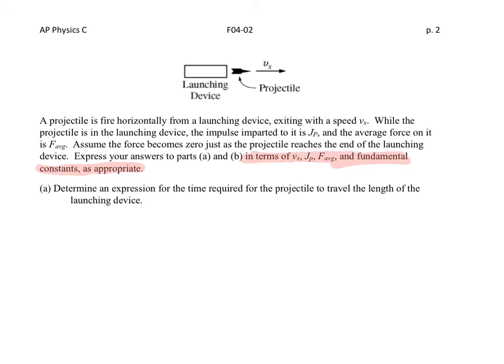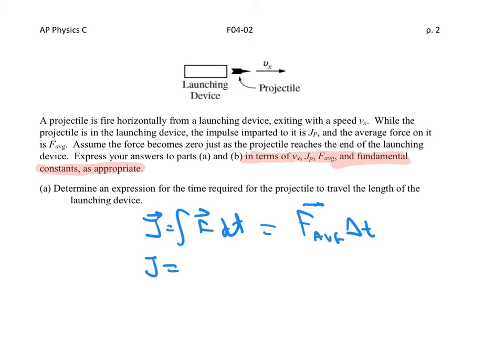Part A. Determine an expression for the time required for the projectile to travel the length of the launching device. Well, in general, J is the integral of F dt. And talking about the average force, we can just say it's F average times delta t. So the magnitude J imparted is F average times the time.